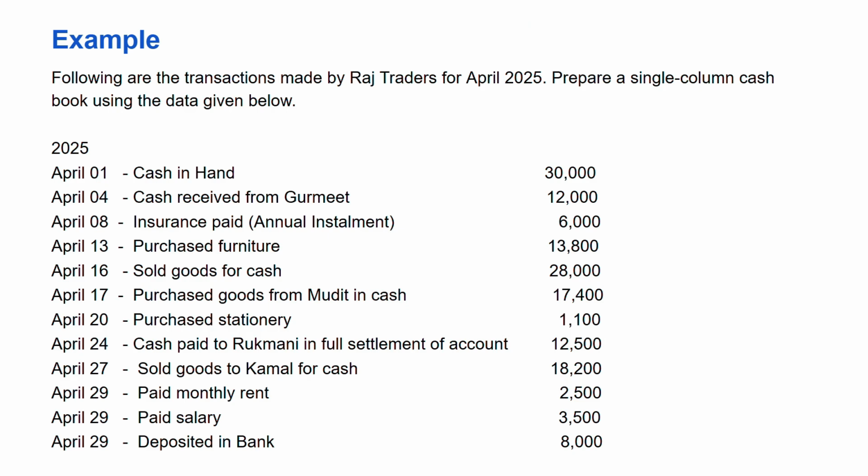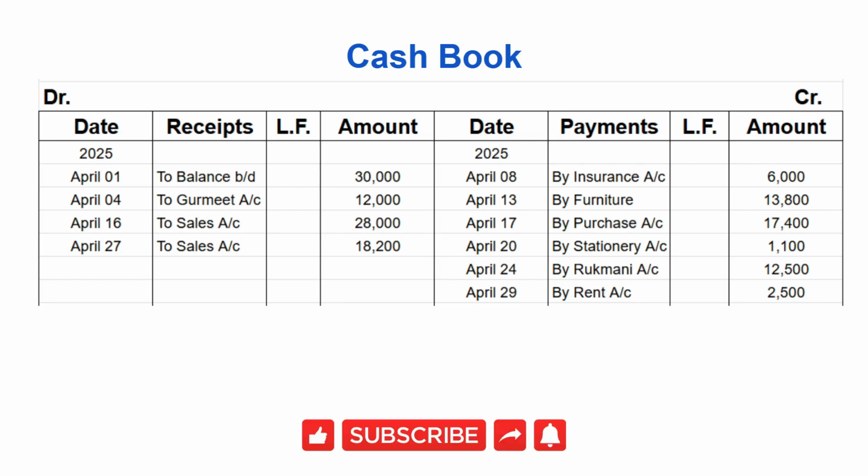Let's see how we'll record it. Credit side, April 29, by rent account 2,500. Cash goes out of the business. So we'll record it on the credit side, by rent account 2,500.